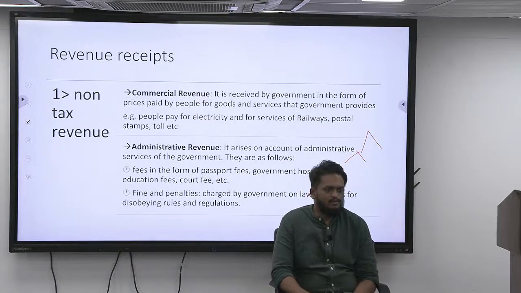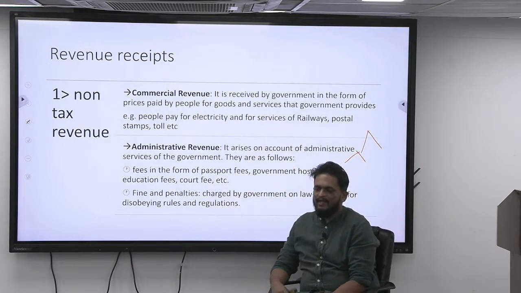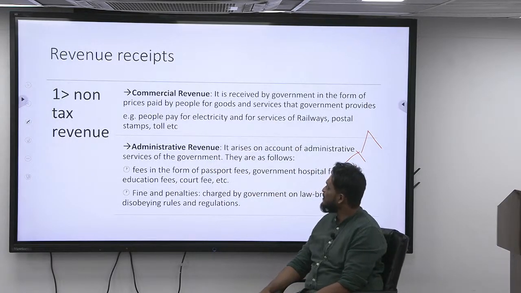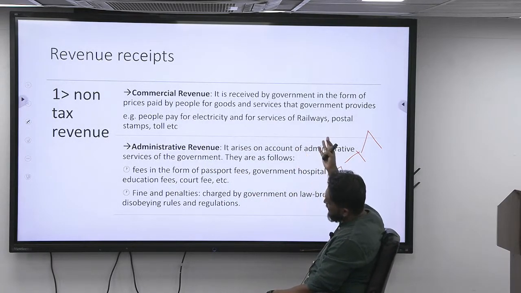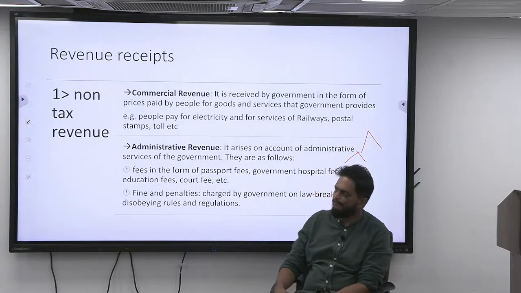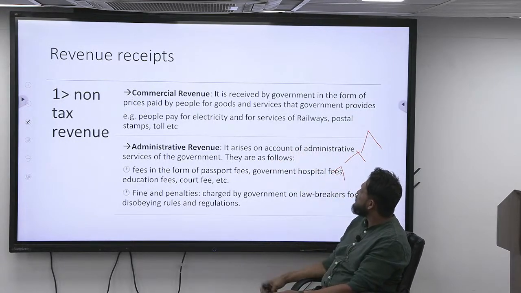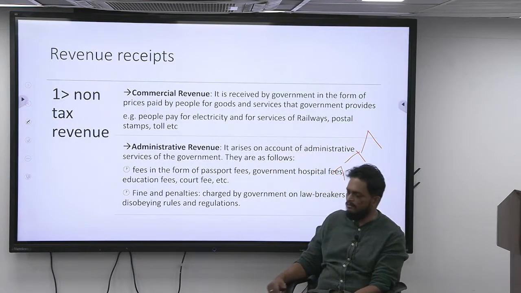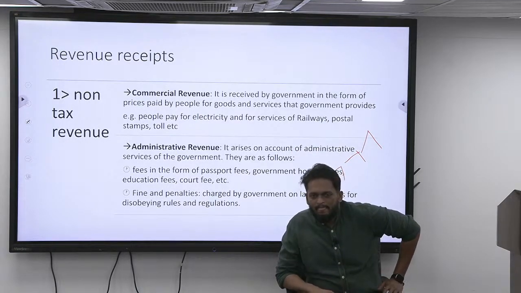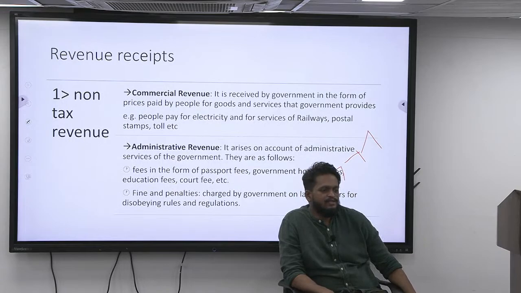You understood this? So people pay for electricity. Electricity we are buying and we are using it. That is also commercial revenue. For services of railways, postal stamps, toll on roads, all these are examples of commercial revenue. It is received by government in the form of prices paid by people for goods and services that government provides. Like I said, wherever we can establish a buyer-seller relationship, then it is commercial revenue.